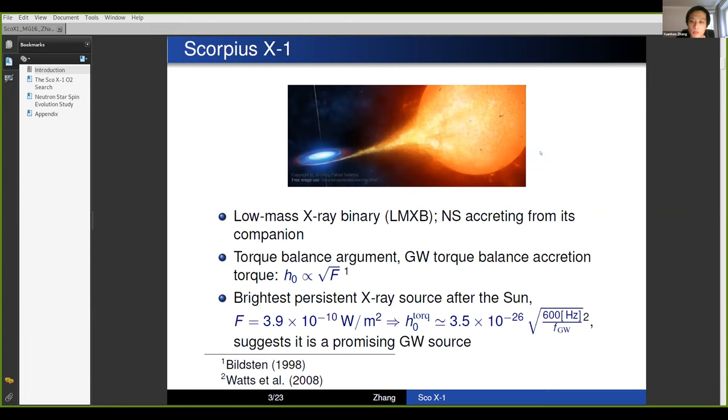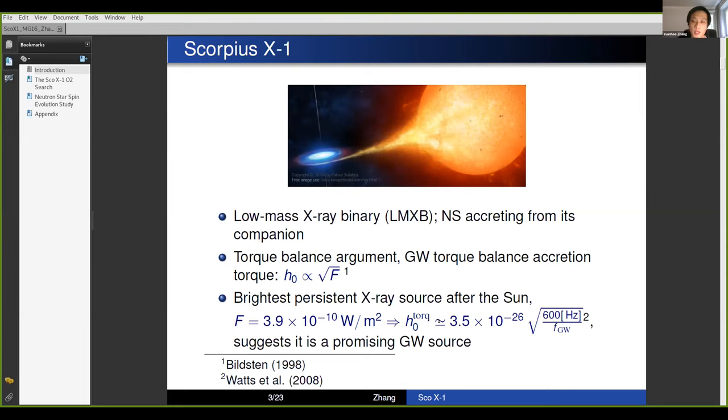If the accretion torque is balanced by the gravitational wave torque, you can estimate the strain strength to be proportional to the square root of the bolometric flux of the neutron star. As GW1 is the brightest one after the Sun, and it's an extrasolar source, of course, that makes it extra interesting.